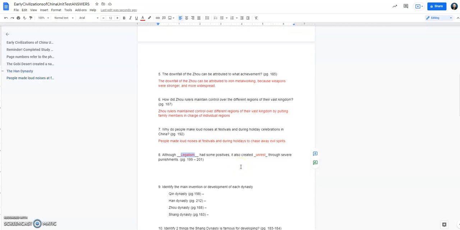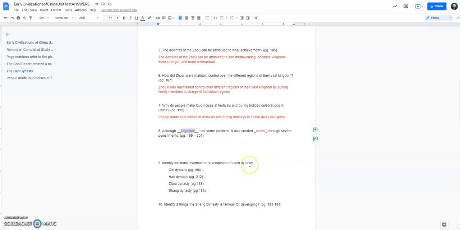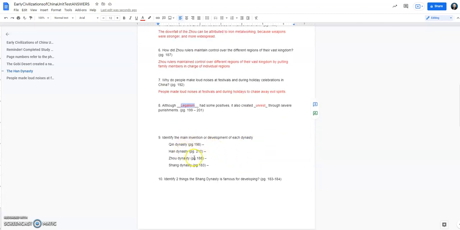So, number 9, identify the main invention or development of each dynasty. Each dynasty invented some very important things. First, we have the Qin dynasty. They invented the Great Wall of China, right? They developed it. They're the ones who got that process started and started building it. It was added on later, but it all began with the Qin.